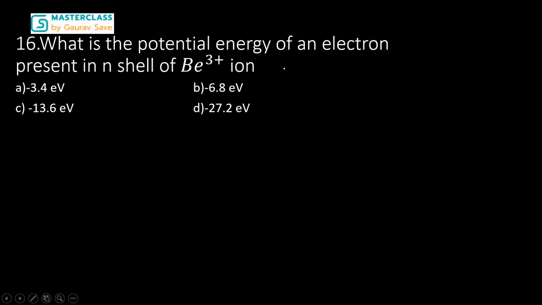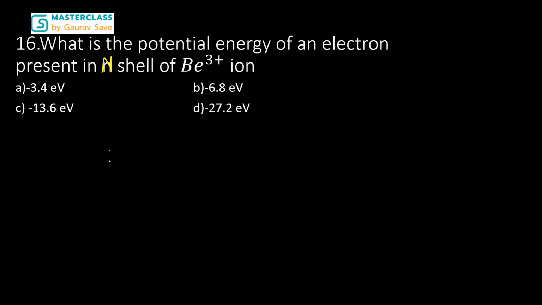Hi guys. So today we'll start solving questions number 16 to 30 from NOST for atomic structure. Now, the first question is: what is the potential energy of an electron present in the nth shell, capital N, of the B plus 3 ion?